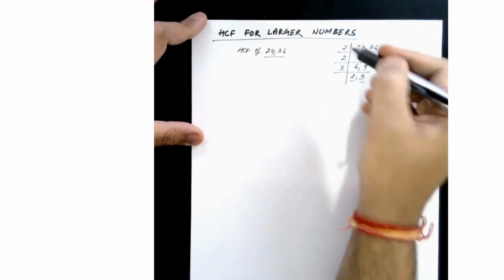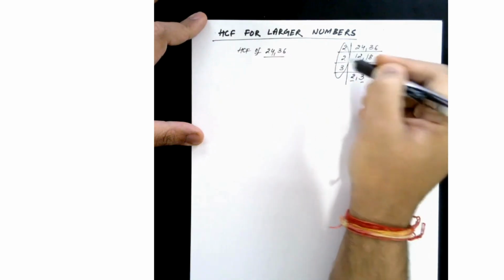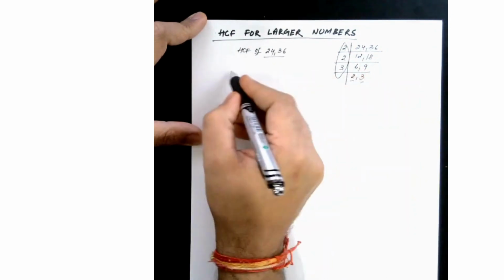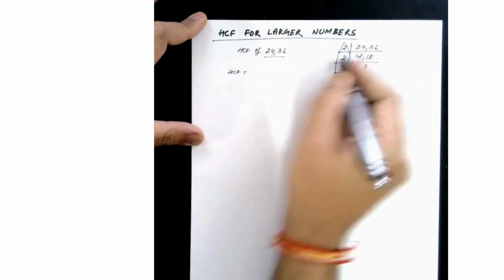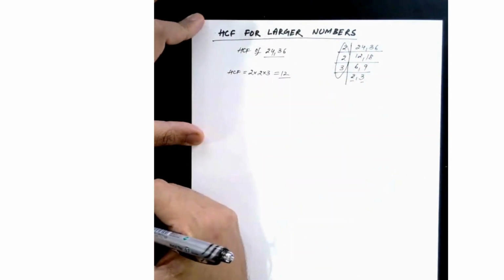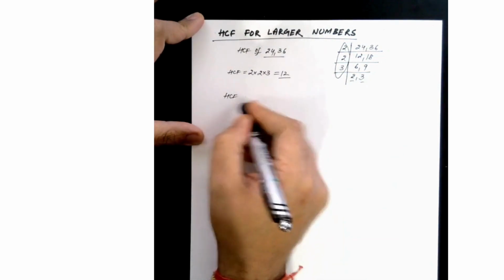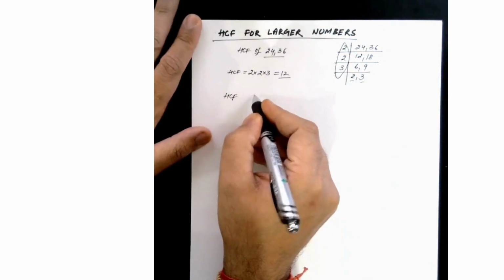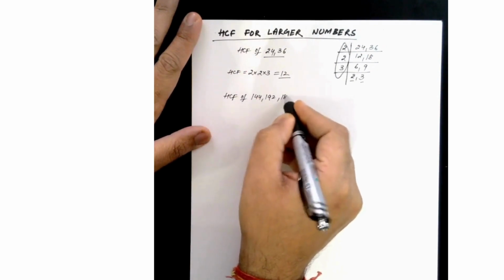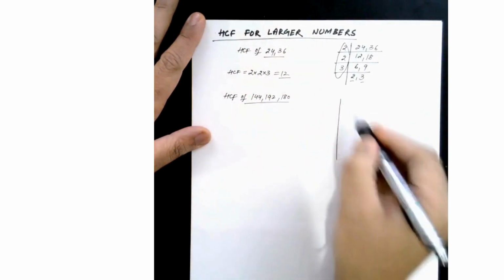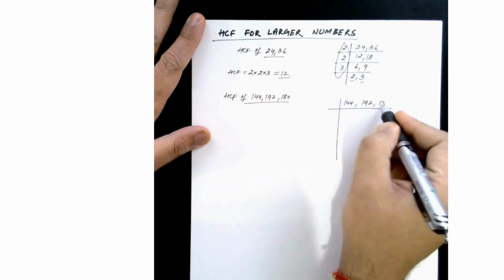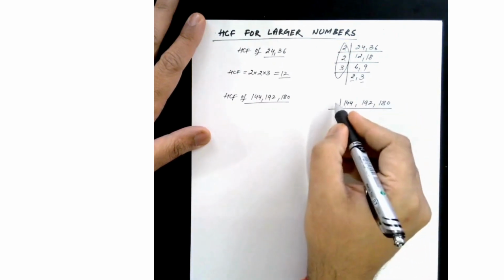So in this case, whatever common prime numbers we used to divide them are part of the HCF. So the HCF is 2 into 2 into 3, which is 12. In the same way, if we want to find the HCF of the earlier example, which was 144, 192 and 180, what we will do is write all the three together. Now divide with the common prime numbers.